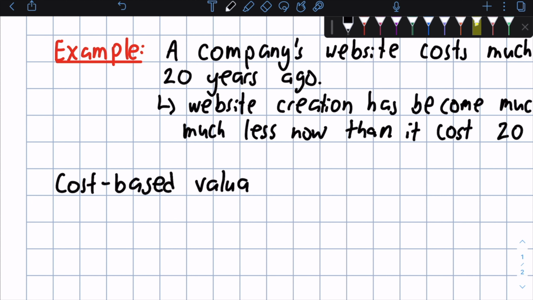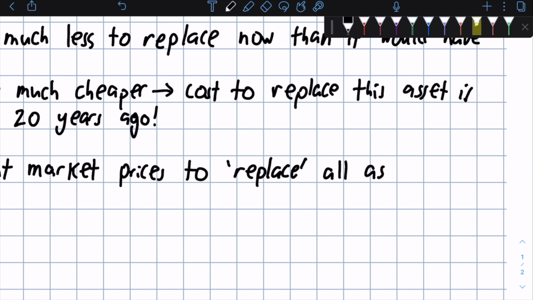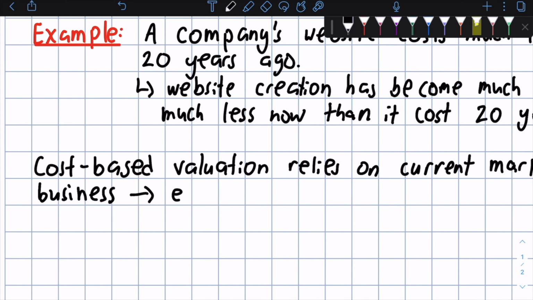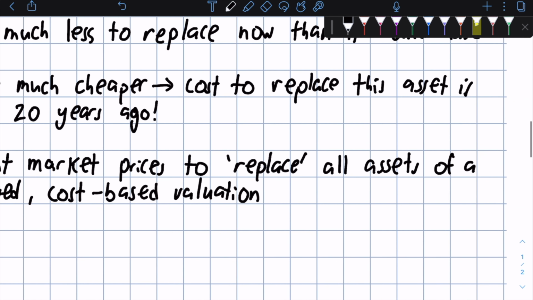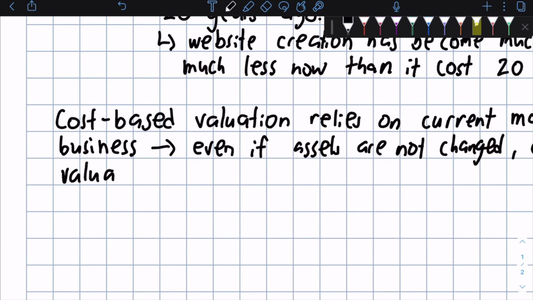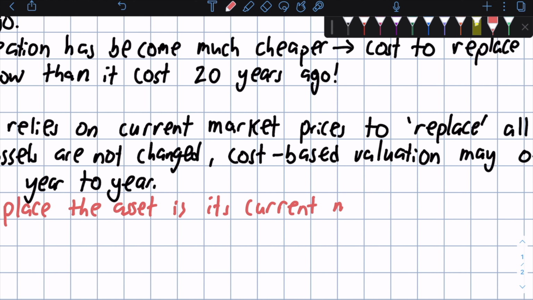Cost-based valuation relies on the current market prices to replace all assets of a business. Even if assets are not changed over time, cost-based valuation may offer different valuation results from year to year because of this, as market prices change. The cost to replace the asset is its current market price, and that's the main takeaway here.